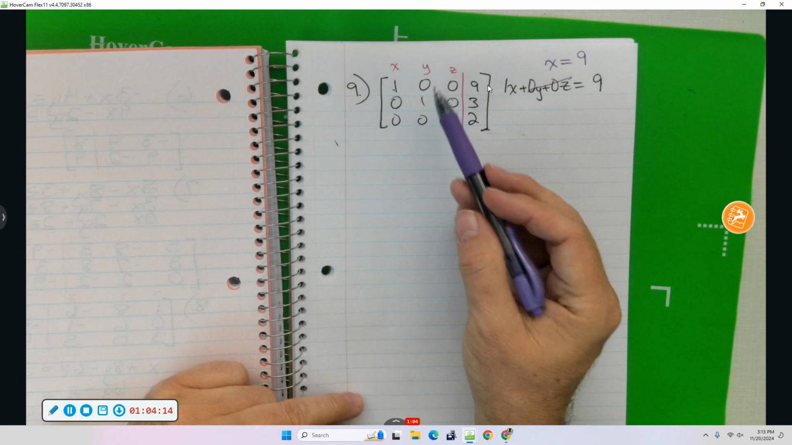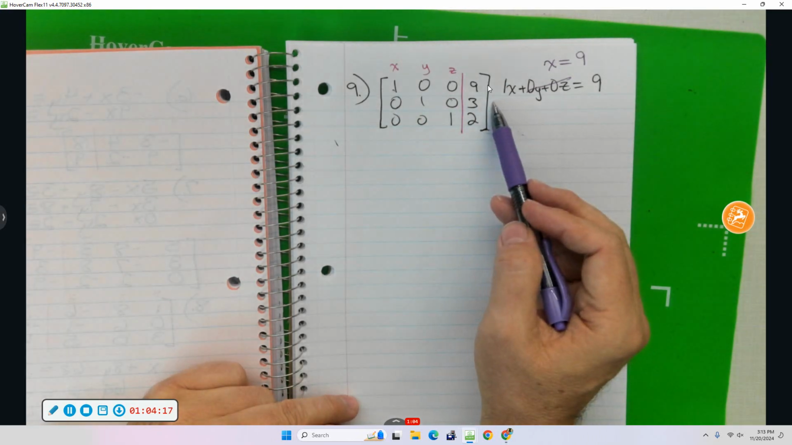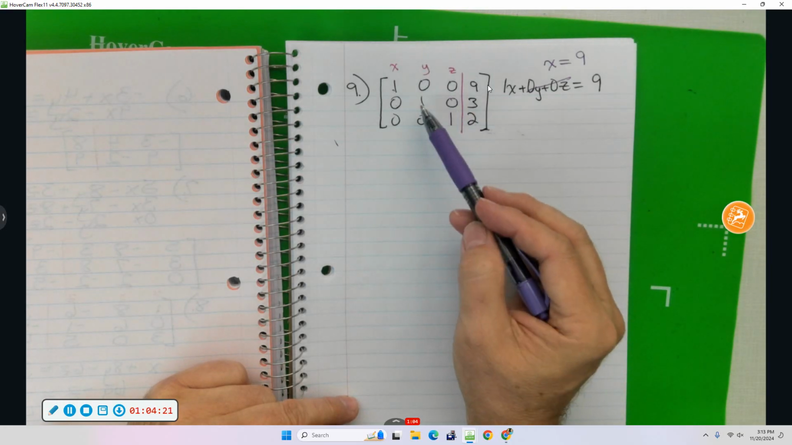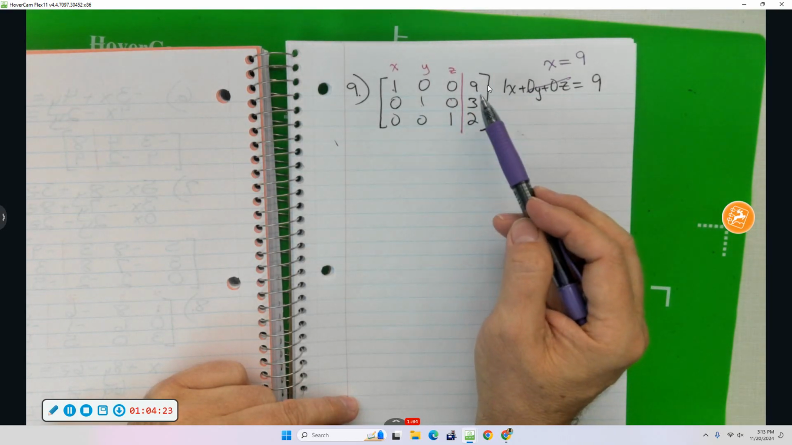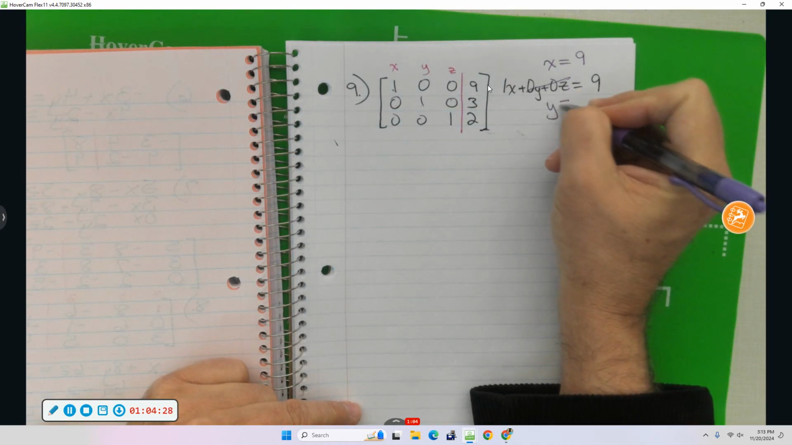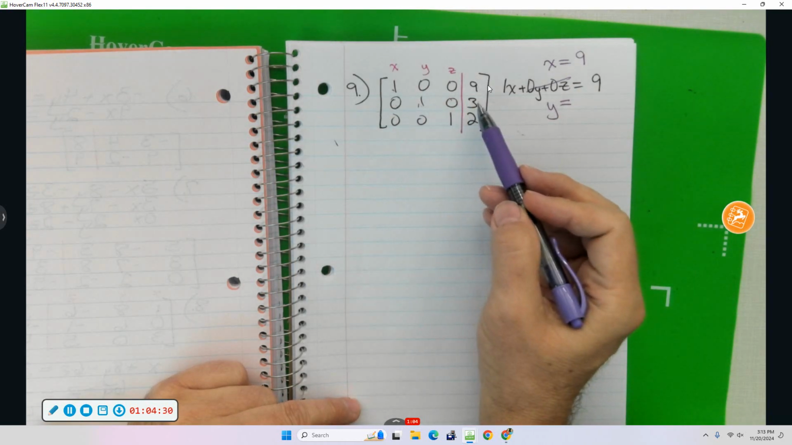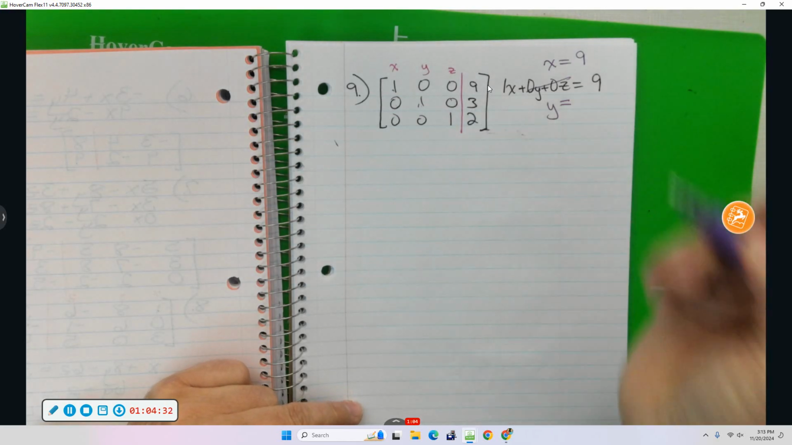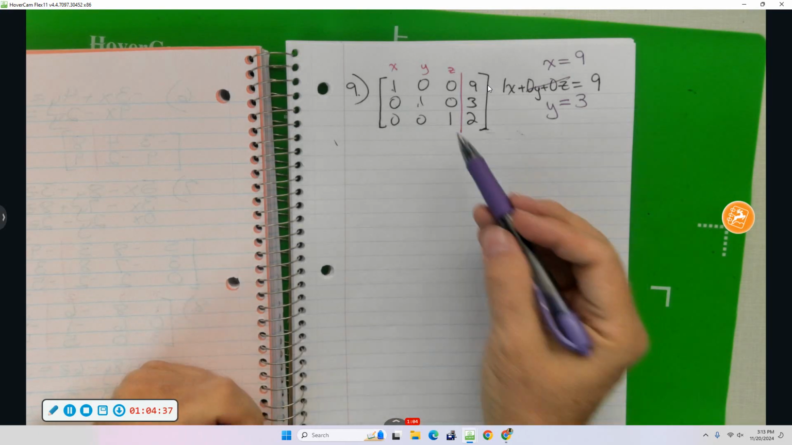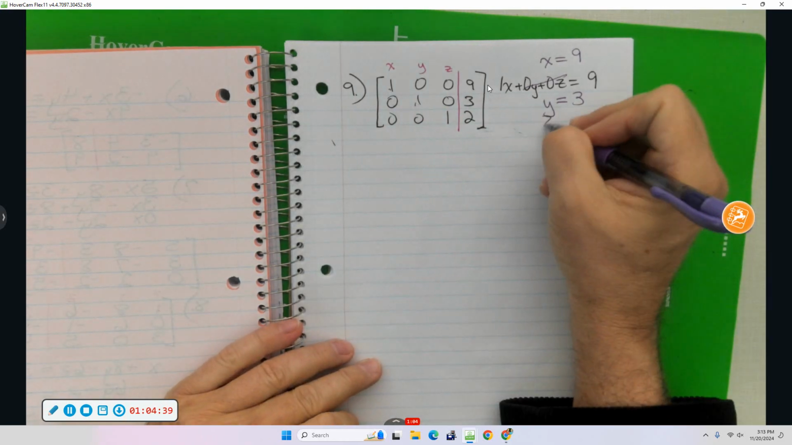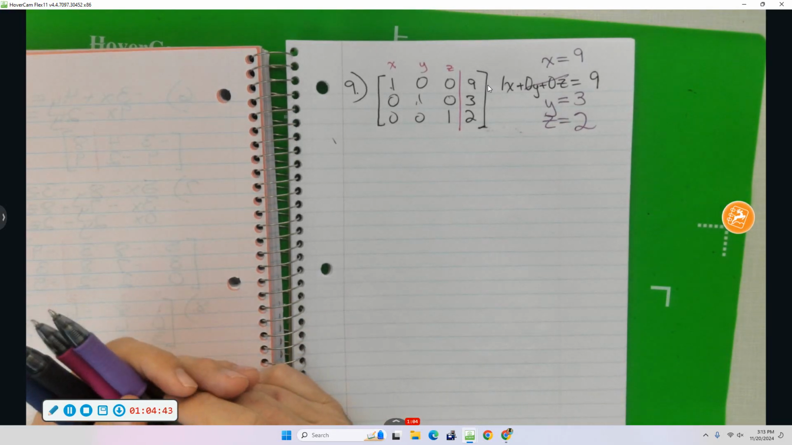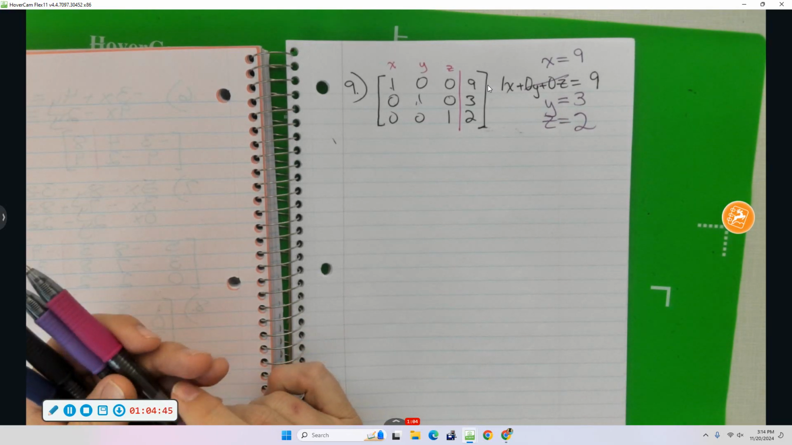With that in mind, what's the second row saying? We have no x and no z. That says 1y is equal to 3. What's the last row saying? Okay, z is equal to 2.